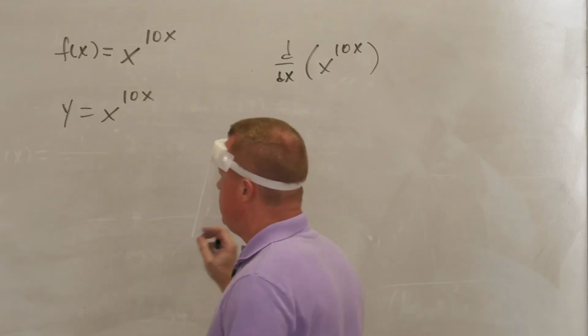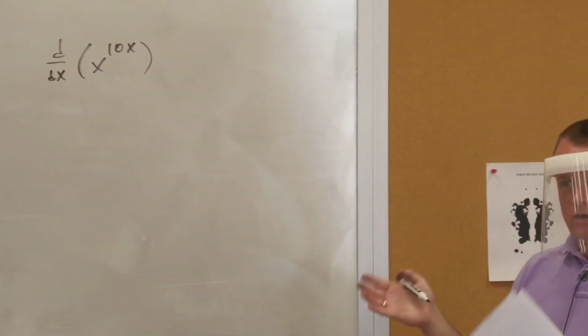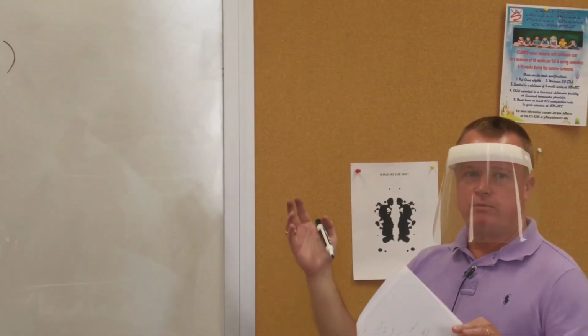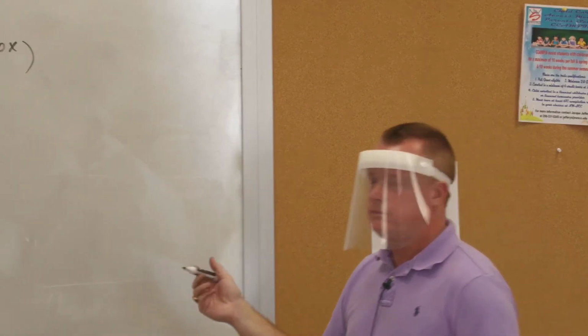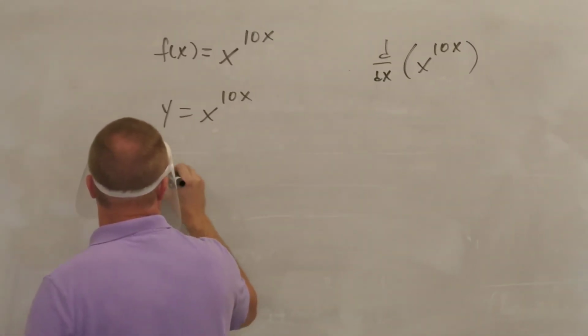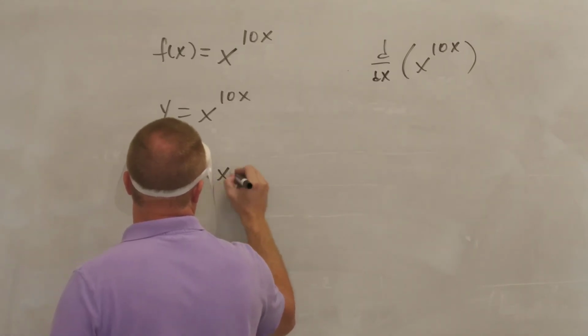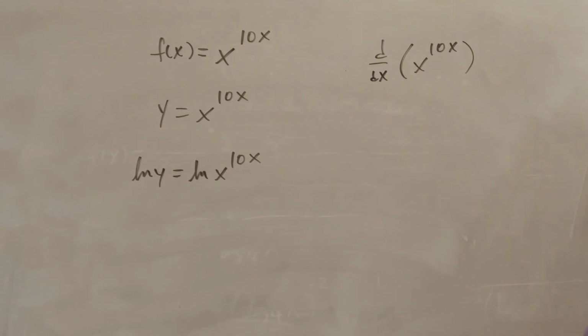Okay? Now, this is what we do. It's called logarithmic differentiation because you use logs to help do the derivative. All right? Take the ln of both sides. So, if those are equal, then that means the ln of y should equal the ln of x to the 10x. So do that. Okay?